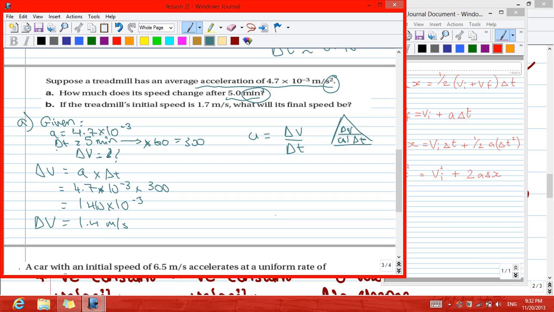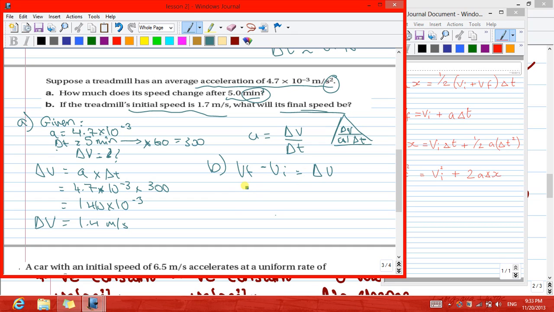That's part A. Now we're going to solve part B, in which they said if the initial speed is 1.7, what is the final speed? This is easy. Now we know that if we subtract the initial from the final, we get delta V. So what you can say is that Vf minus Vi equals delta V. We know this already.